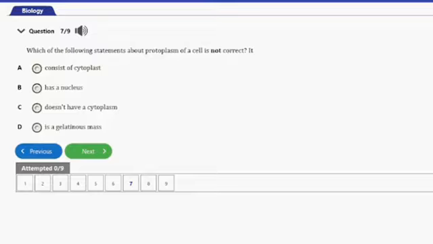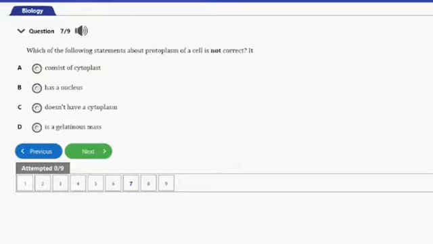It says, which of the following statements about protoplasm of a cell is not correct? It's A. Consists of cytoplasm. B. Has a nucleus. C. Doesn't have a cytoplasm. D. Is a gelatinous mass. So guys, the answer to this question is option C.